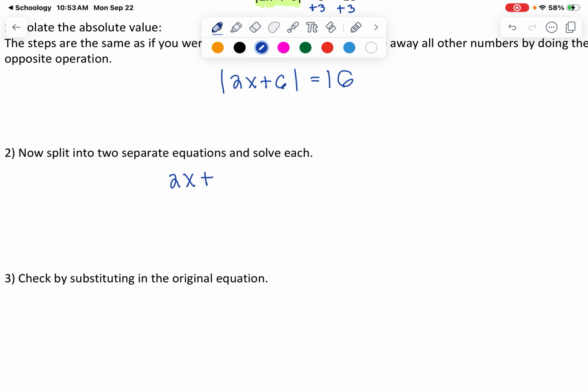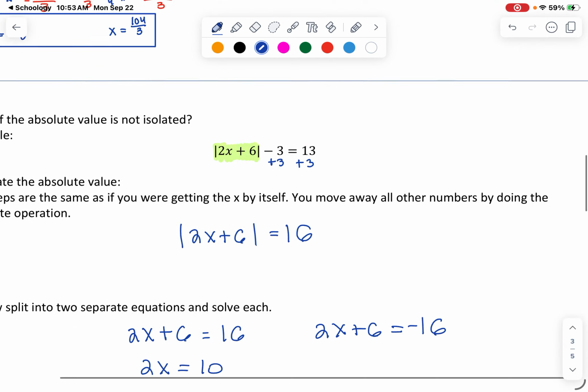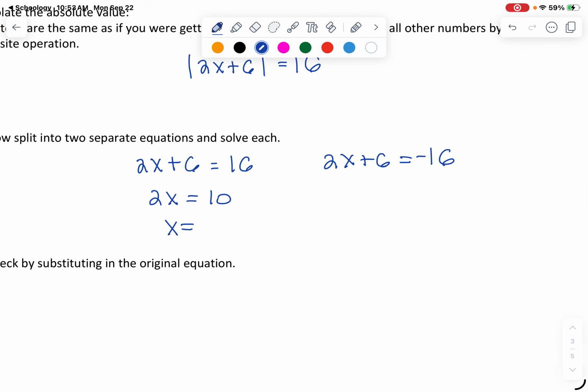It's just like what we were doing. You're going to split it into 2 equations. Whatever's in there can be 16, but whatever's in there can also be negative 16. And then you're going to solve each of those. So subtract 6 from both sides, divide by 2. You get x equals 5. And on the next one, subtract 6 from both sides. 2x is equal to negative 22. Divide by 2, and you get x is equal to negative 11.